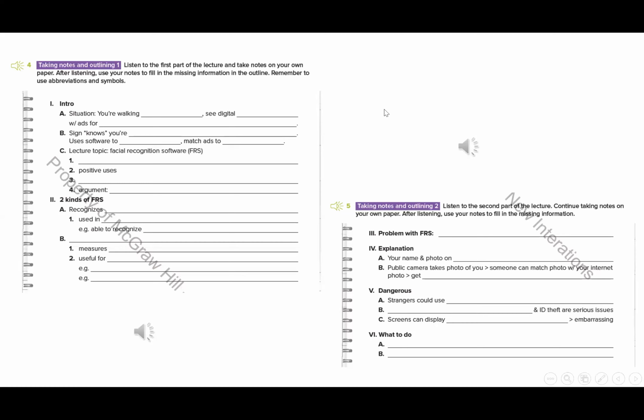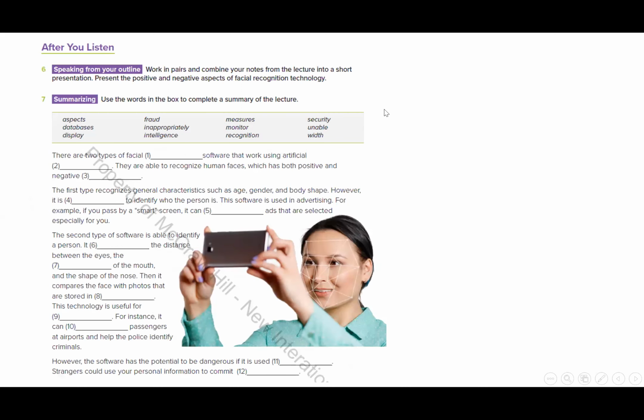Let's go to the next activity. Again, we have the same words: aspects, databases, display, fraud, inappropriately, intelligence, measures, monitor, recognition, security, enable, with. You understand the meaning of these words? You can stop the video for 1 or 2 minutes.